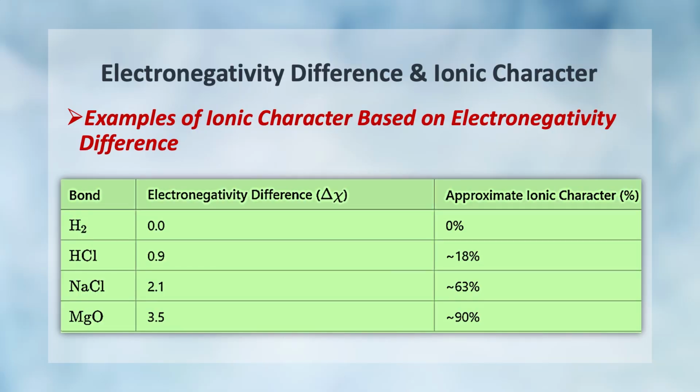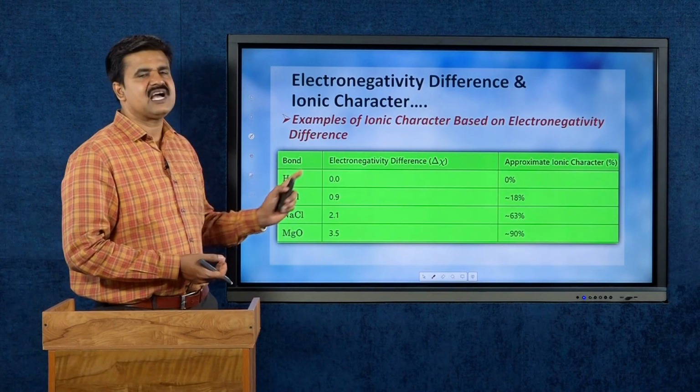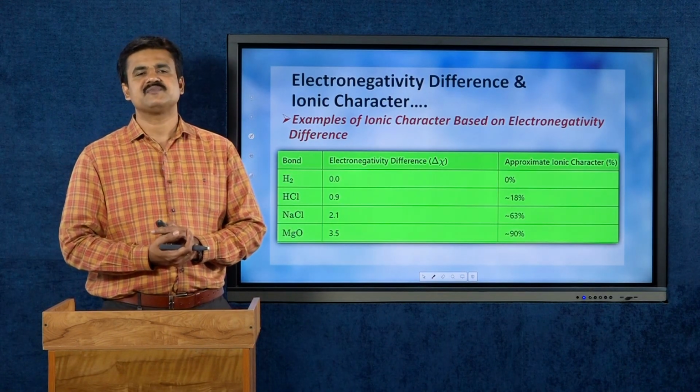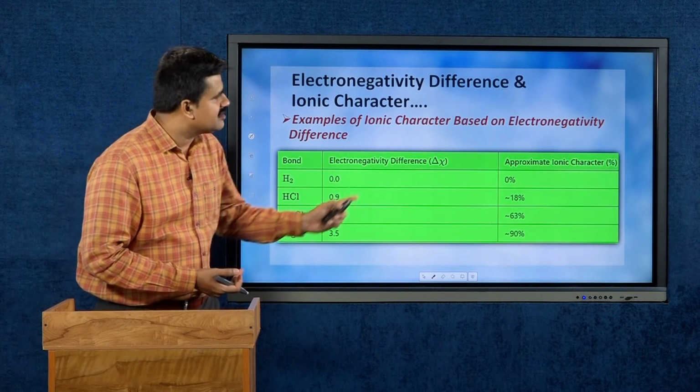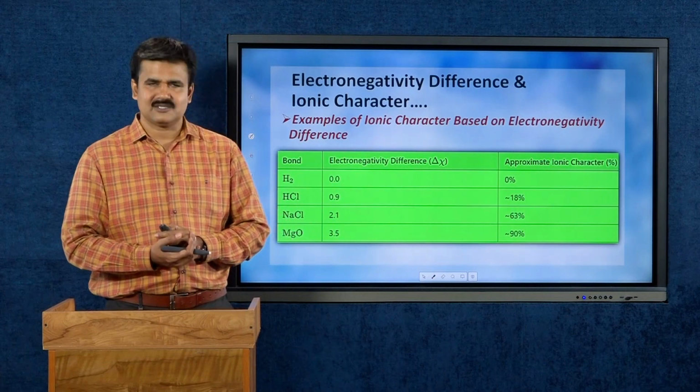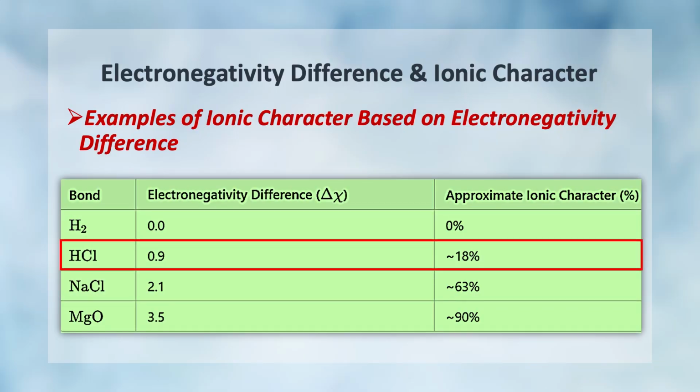In the second column there is the electronegativity difference between the participating atoms. The last column represents the approximate percentage of ionic character. It is very well clear that for the hydrogen molecule, the electronegativity difference between the participating atoms is equal to 0 since the atoms are the same, and the percentage of ionic character can be taken as 0. For the HCl molecule, the electronegativity difference is equal to 0.5. Based on the Pauling equation, it is possible to assess the percentage of ionic character as nearly 18%.